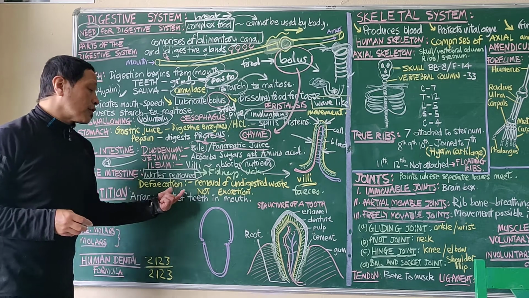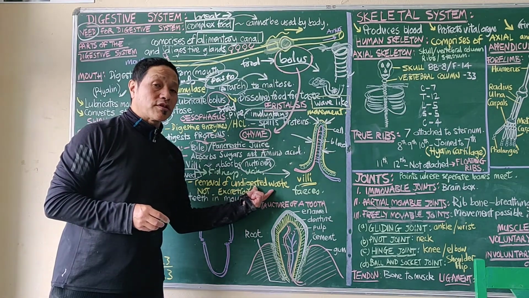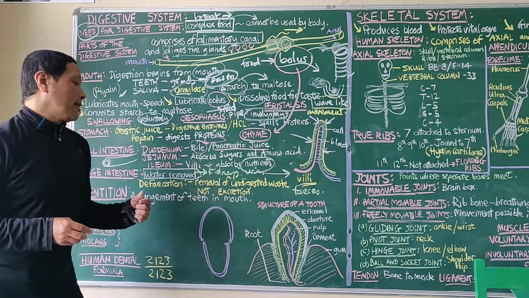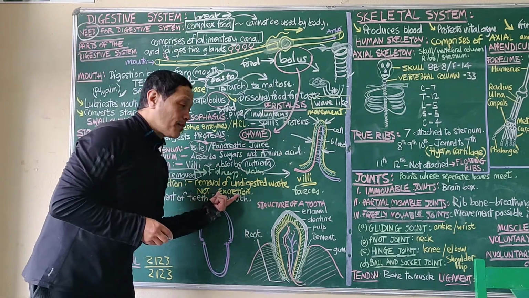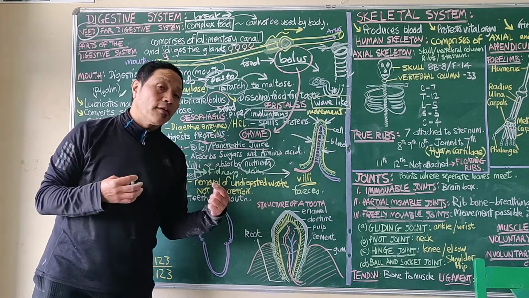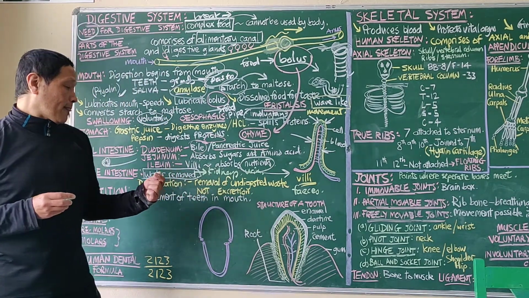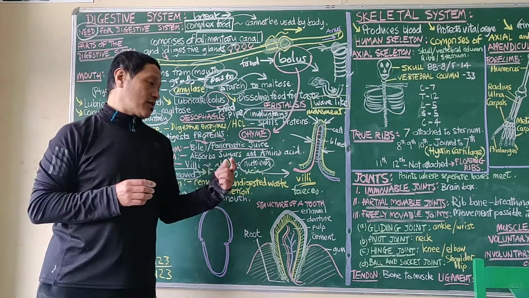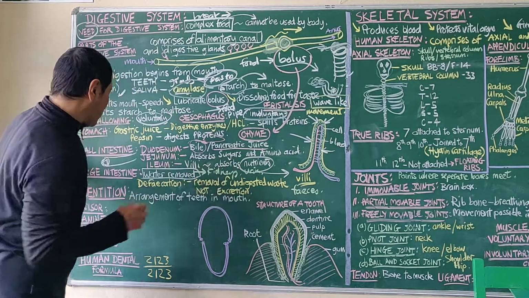Defecation is the process of removal of undigested waste. Okay? It is not excretion. Excretion is the elimination, the removal, of metabolic wastes. Okay? That's something else.